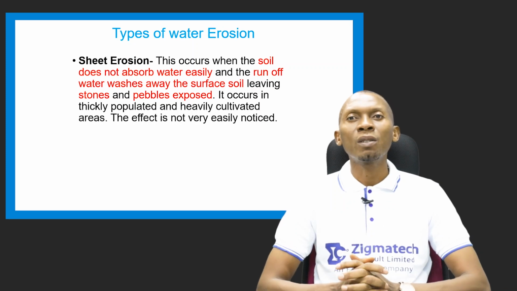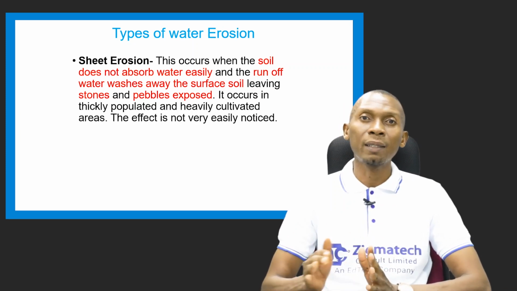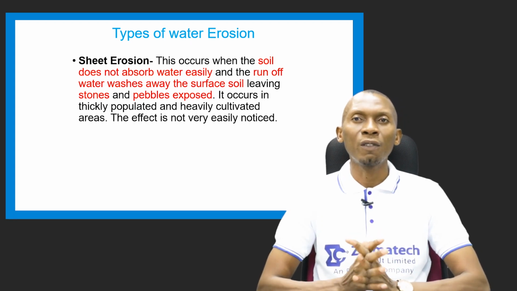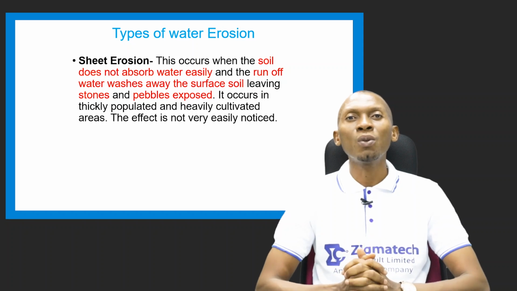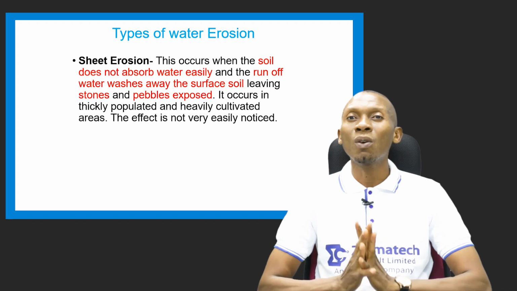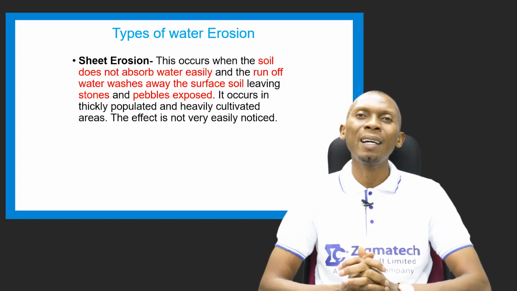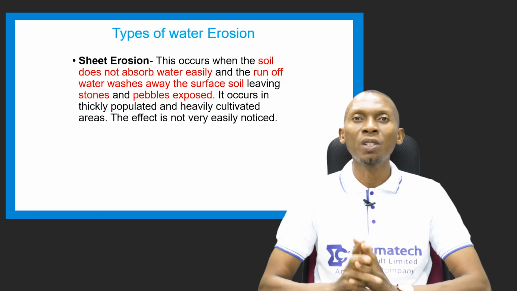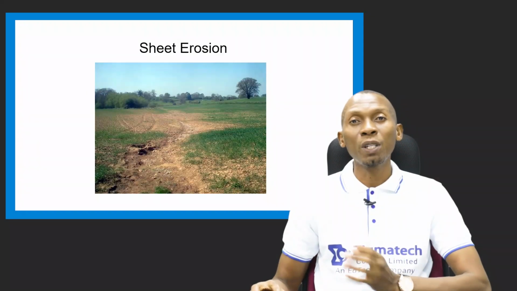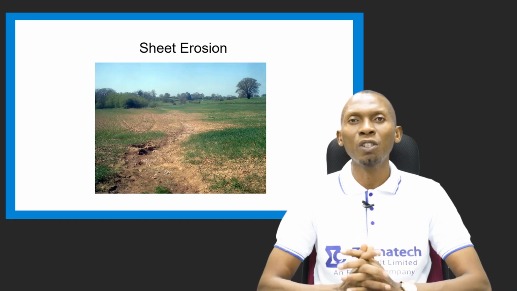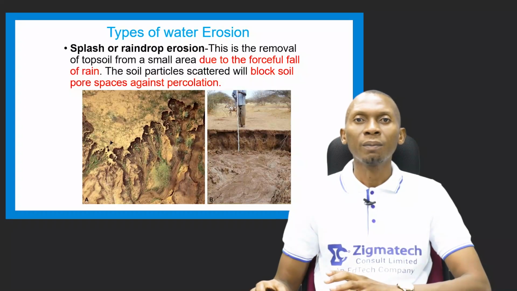And as a result of this, the runoff water, that's the water that has accumulated on top of the soil, washes away the surface of the soil, thereby leaving stones and pebbles exposed. Now, this type of erosion occurs in thickly populated and heavily cultivated areas, and the effect is not very easily noticed. So that is what sheet erosion is. This picture shows how you can see the pebbles and stones that are exposed. So this is a picture of sheet erosion.